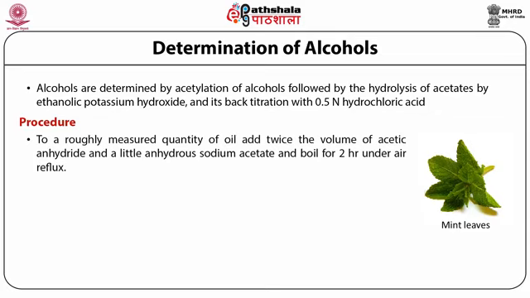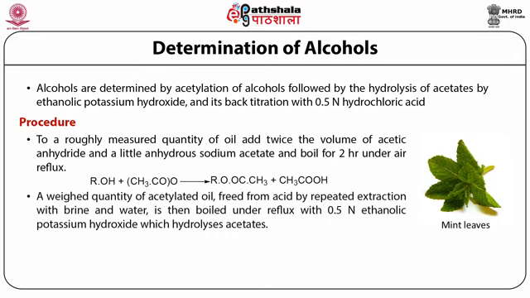To a roughly measured quantity of oil, add twice the volume of acetic anhydride and a little anhydrous sodium acetate and boil for 2 hours under air reflux. So these acetates are formed. After this, as per the reaction given there, a weighed quantity of acetylated oil that has been freed from acid by repeated extraction with brine and water is then boiled under reflux with 0.5 normal ethanolic potassium hydroxide, which hydrolyzes those acetates, as shown in the equation below.